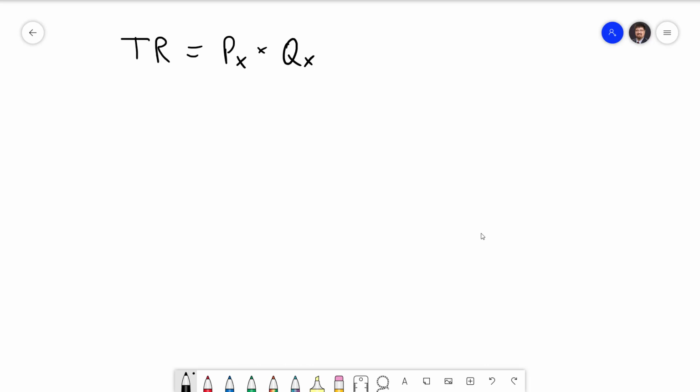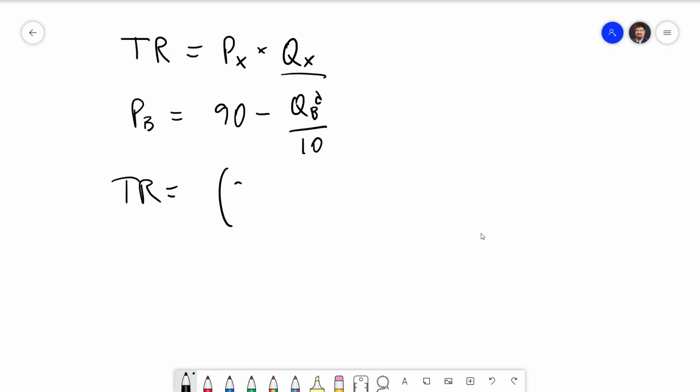The marginal revenue is the derivative of the total revenue function. But it's the derivative with respect to quantity, because we're talking about increasing the quantity. So we need to write everything in terms of quantity, including the price. This is one of those times where we're going to need the inverse demand function. In the last video, we figured out an inverse demand function for our example, which was PB equals 90 minus QBD over 10. That means our total revenue is going to be 90 minus QBD over 10 times QB.